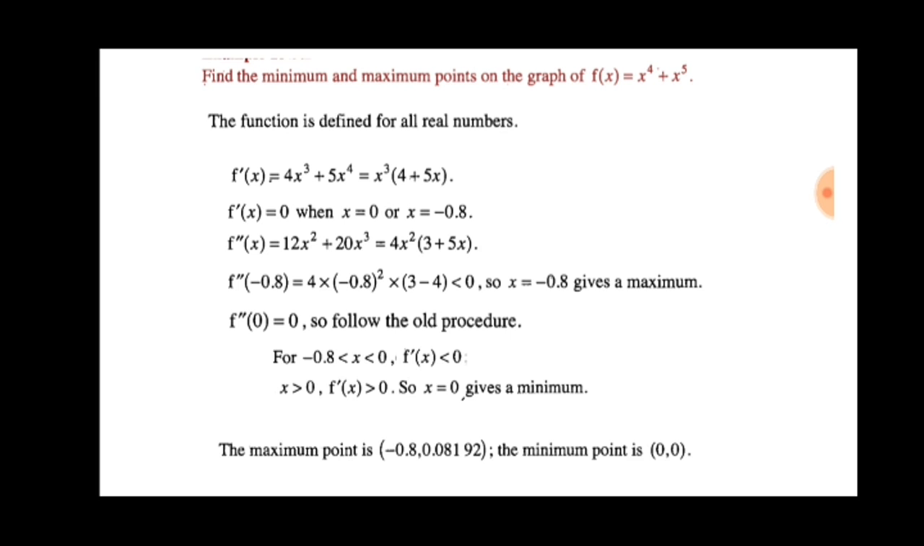So the maximum point is minus 0.8 comma 0.08192. Those are the x and y coordinates. And the minimum point is the origin, 0 comma 0.